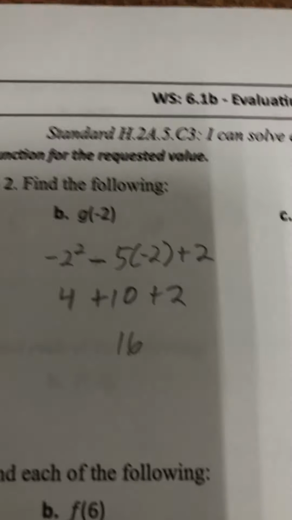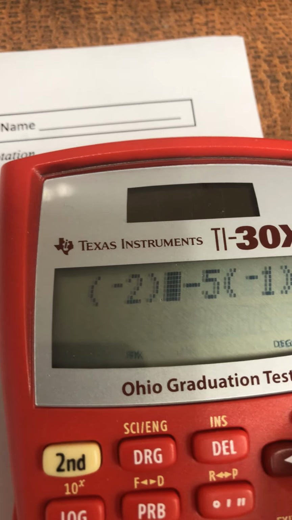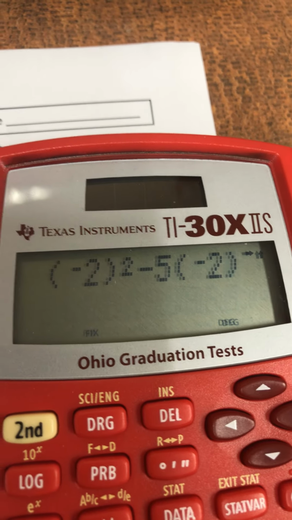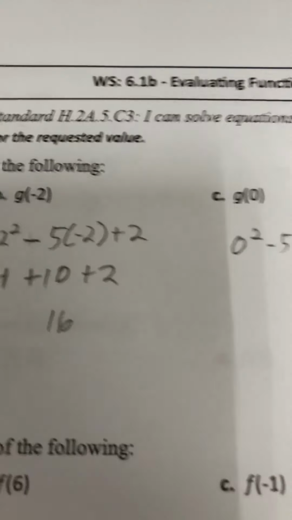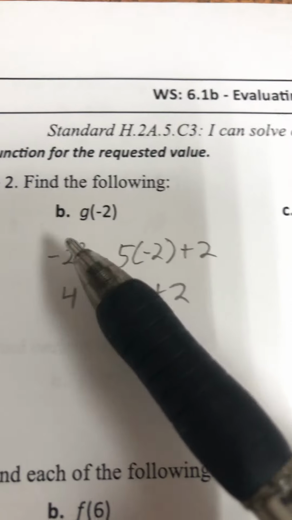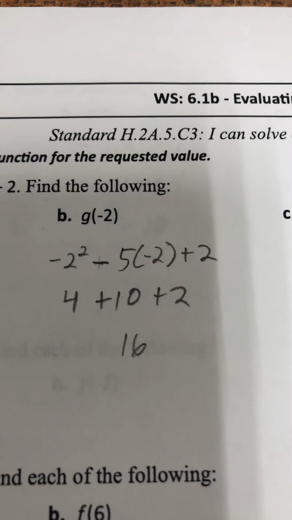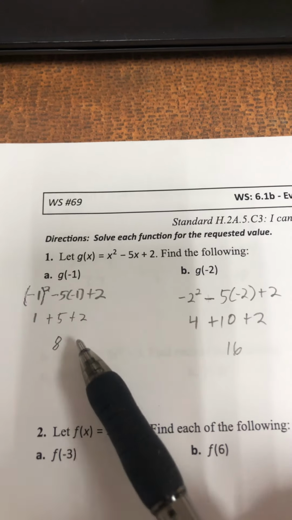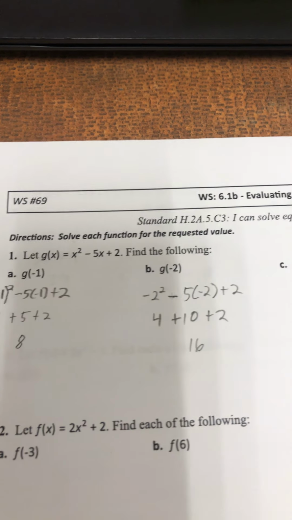So your next one is -2. Instead of -1, I just go over and put in a -2, if your calculator allows you to do that, and you get 16, and you can check your answer. Or you could just do order of operations like I do and write it out. But that's if you're using the calculator. You could pause this and slow it down, and you could see the steps and how I get these.